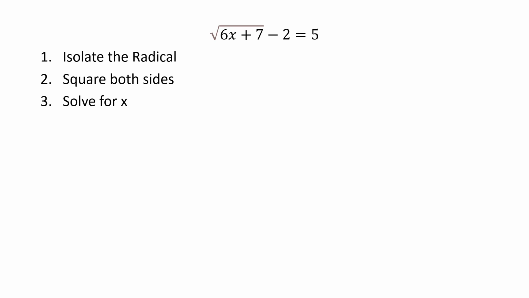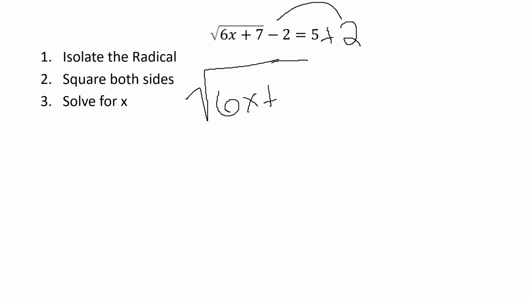Let's work it. We're going to isolate the radical. So move my minus 2 over. When I move a minus 2 over, it becomes plus 2. I didn't draw my radical long enough. There we go. Equals 5 plus 2 is 7. Square both sides. Squaring undoes the square root.